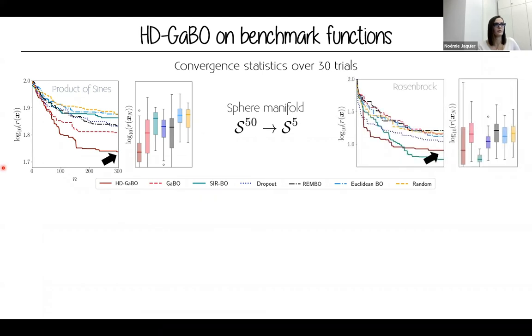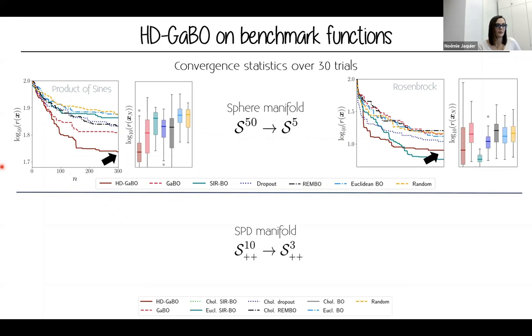Another one, so here is for the Rosenbrock function. So you see here that the CRBO is actually outperforming the HD-GaBO approach, but in this case, the CRBO was actually performing really badly. So the HD-GaBO is always able to find a solution that is satisfying in some way.